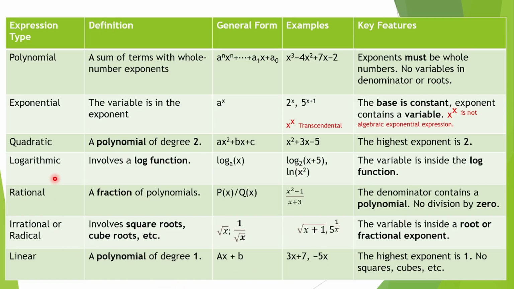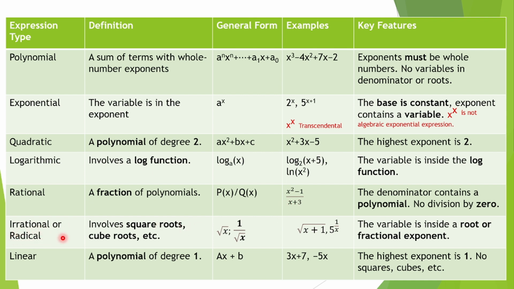After knowing logarithmic expression, next is rational expression, a fraction of polynomials. Look over here, p(x) divided by q(x). Both p(x) and q(x) are polynomials. When there is a fraction involving polynomials, for example x square minus 1 divided by x plus 3, this is called rational expression. The denominator contains a polynomial, no division by 0. No division by 0 means x must not be equal to minus 3.